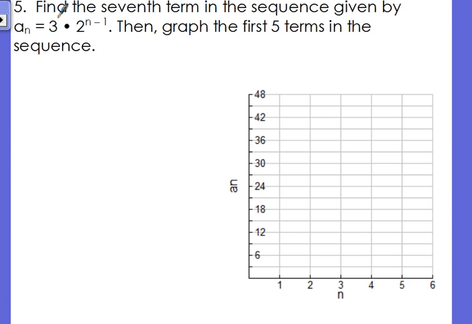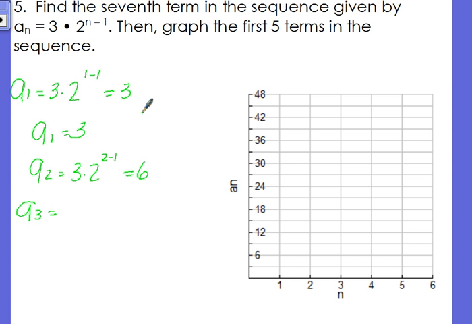For this one, you'll notice it's not linear. So let's start plugging in values again, finding the first 5. 1 minus 1 is 0. Anything to the 0 power is 1. So 3 times 1 is 3. So my first term is 3. My second term, 2 minus 1 is 1. 2 to the first power is 2. 3 times 2 is 6.